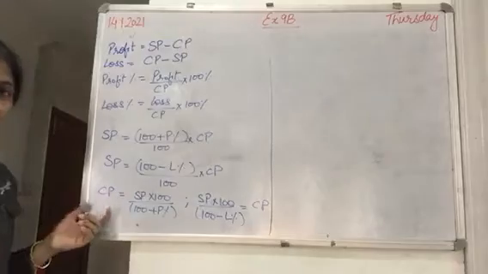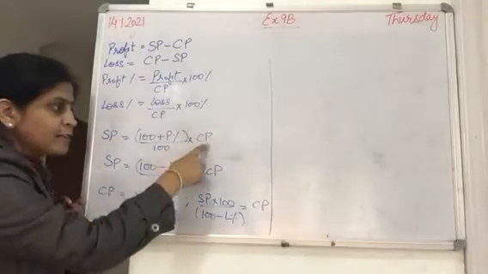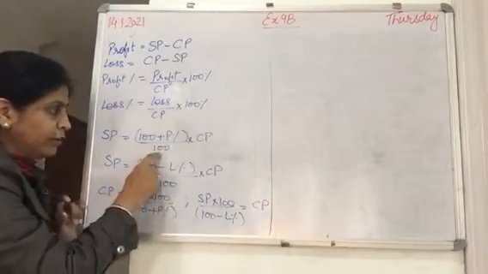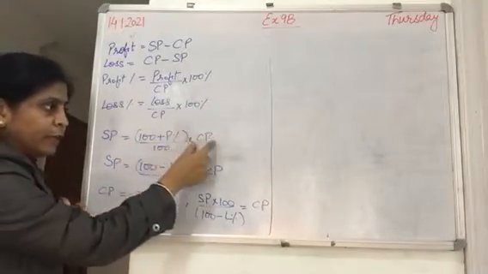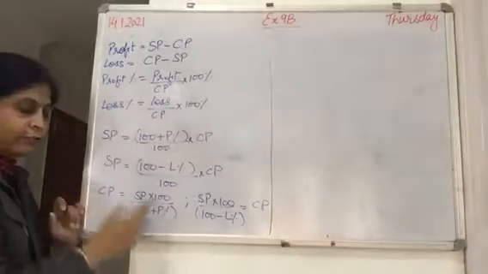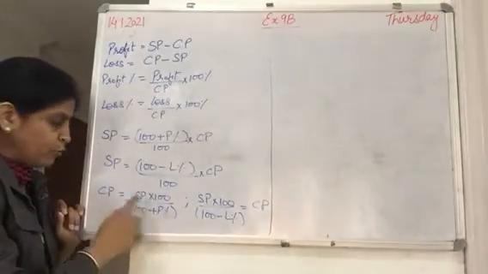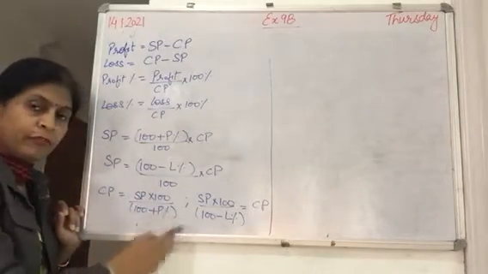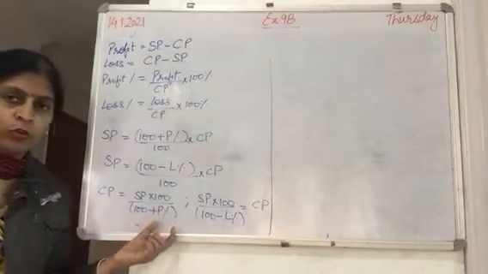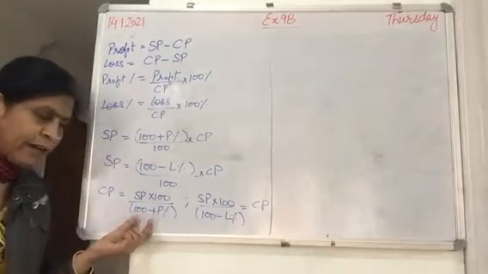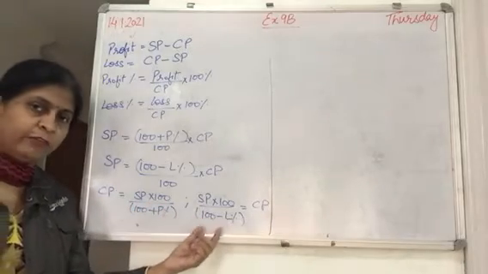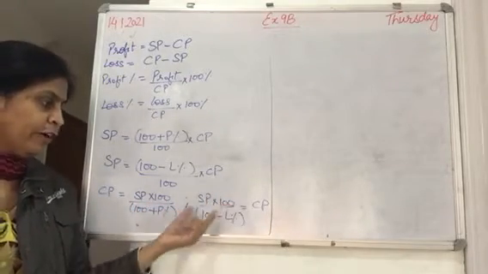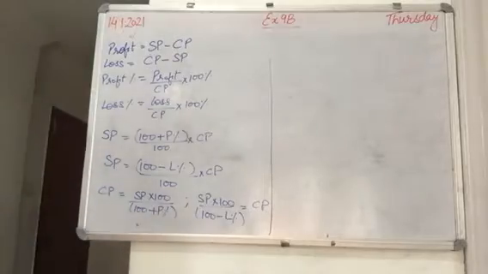Now what will happen when you have to find out the cost price? This cost price will remain here, and this 100 will go to that side. So SP into 100, and this bracket which is multiplied, when sent to that side, will be divided. So CP equals SP into 100 upon 100 plus profit percent. Similarly, as I told you, when it is profit percent it is added to 100, when it is loss it is subtracted from 100. So SP into 100 upon 100 minus loss percent.